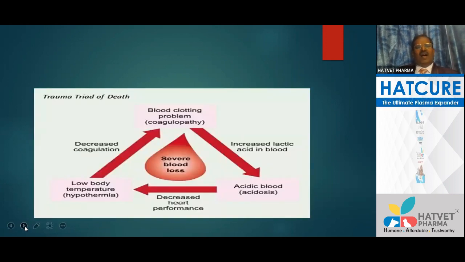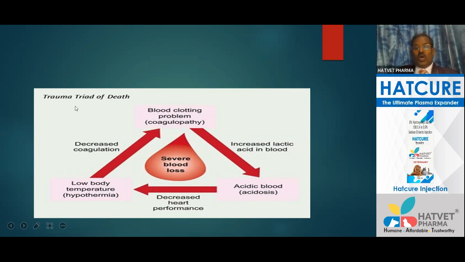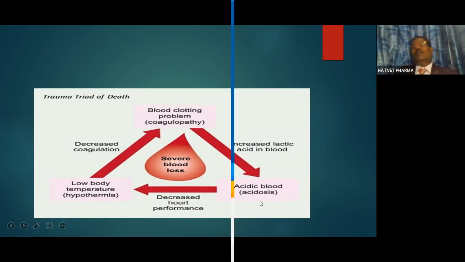Then the trauma triad of death. If there is trauma with severe blood loss, what will happen? The severe blood loss decreases heart performance, and then low body temperature, hypothermia, decreases coagulation, and then coagulopathy, increased lactic acid in the blood, acidic blood, all decrease heart performance. So there are a lot of other complications when there is blood loss.